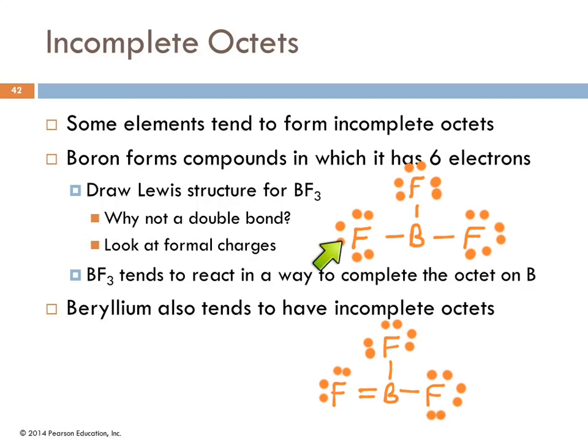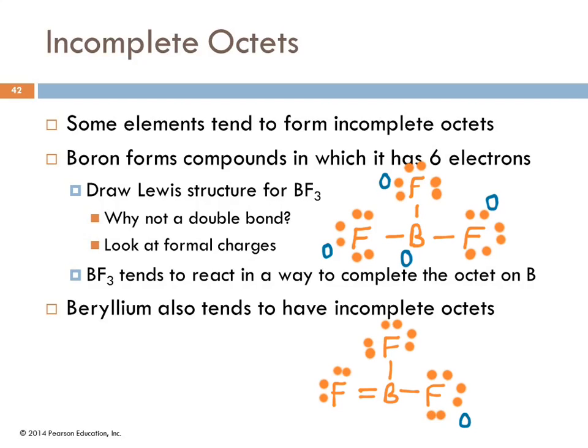So this fluorine, what's its formal charge? 0, right? So that one's 0. How about this one? Same arrangement, right? 3 lone pairs and half a bond. So all those guys are 0. What about the boron? 0. Okay, let's look down here.